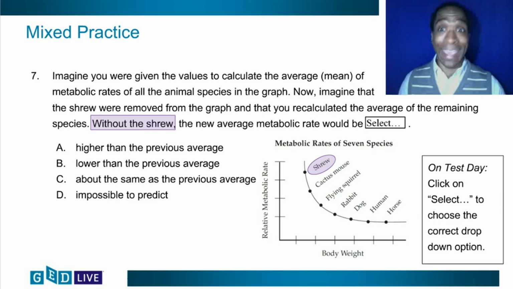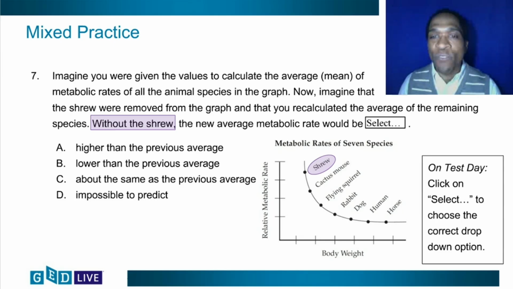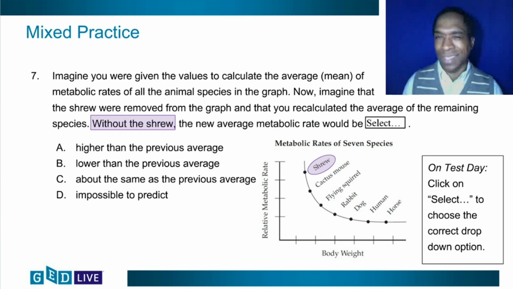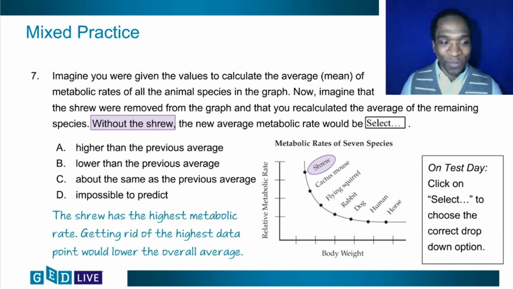Well, it's higher. It's the highest up, right? So if we remove the shrew's metabolic rate, what would happen to the average metabolic rate for the rest of the points? In other words, by removing the highest rate, will the new average go up, go down, or stay about the same? Well, you get rid of the highest here, so that metabolic rate would have to go down. There we go, and that lowers the overall average. And that matches answer choice B.